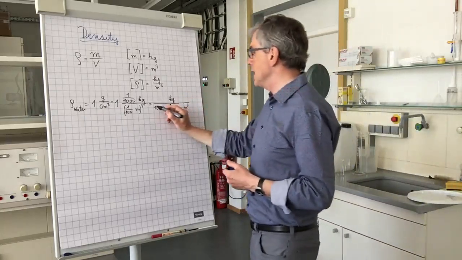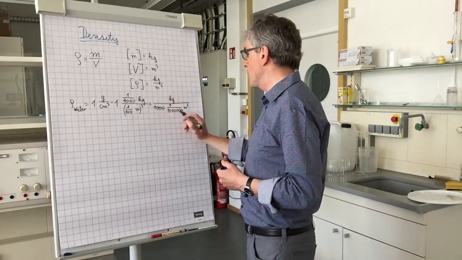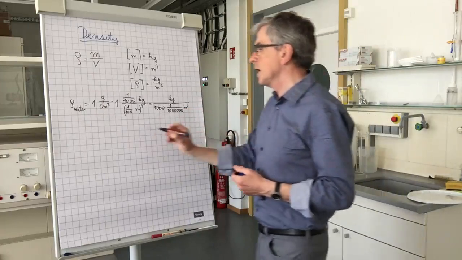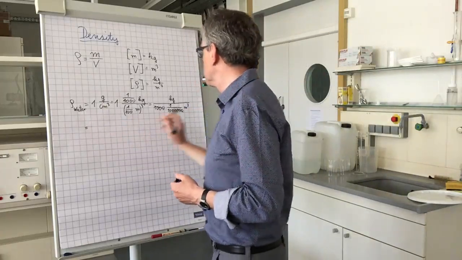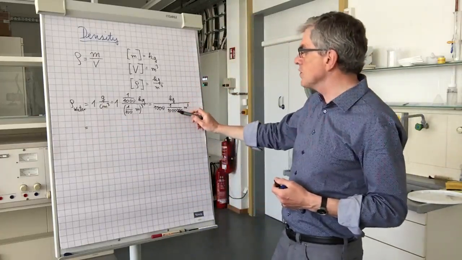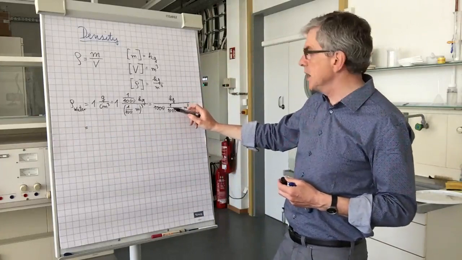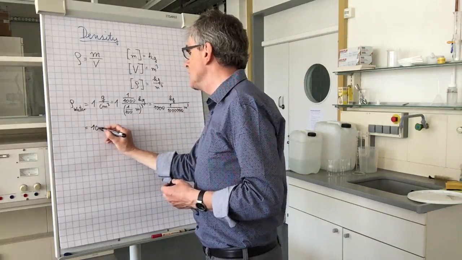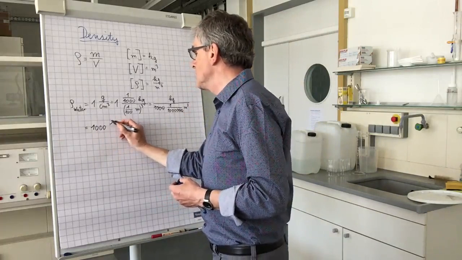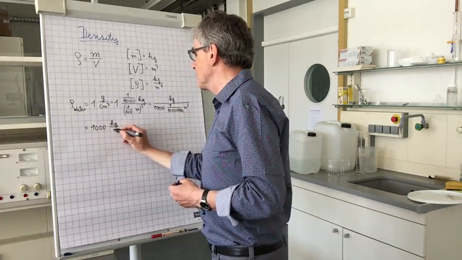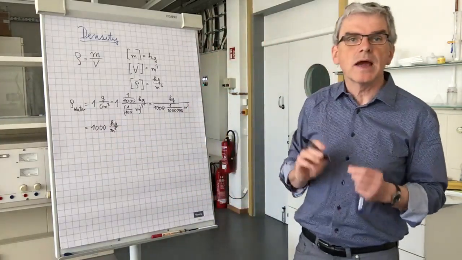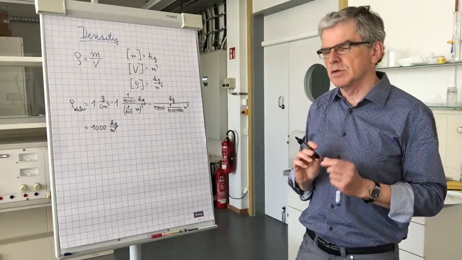Now we can cancel here 1,000 with 3 zeros of this million, and then we have the 1,000th here in the denominator. We can put it into the numerator, and we arrive at 1,000 kilograms per cubic meter. That is the density of water expressed in base SI units.